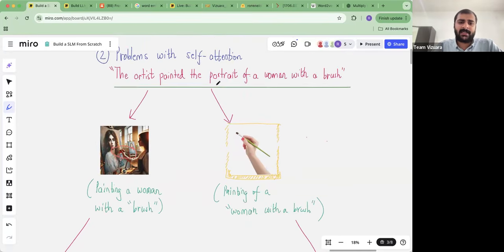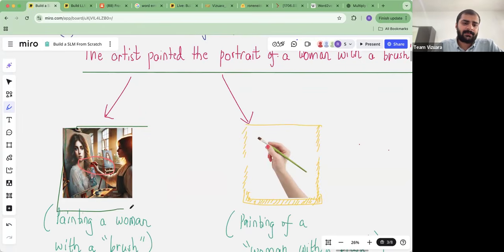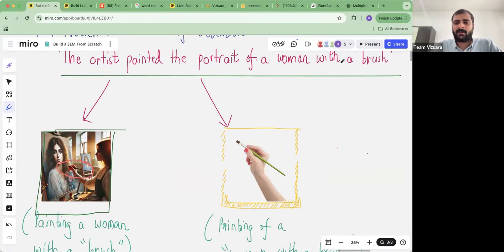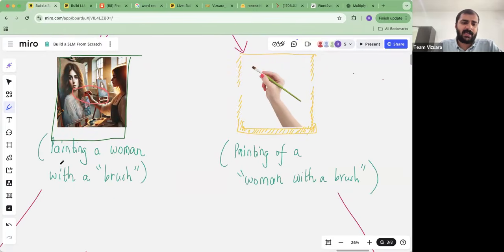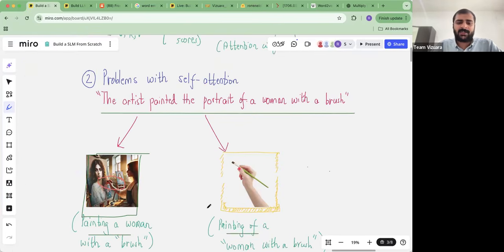For example, take a look at this sentence: The artist painted the portrait of a woman with a brush. This can be interpreted in two ways. The first means the artist is the one doing the painting with a brush. Or the second: the artist painted the portrait of a woman who has a brush. So the first is painting with a brush, and the second is a painting of a woman with a brush. Different perspectives, right? If you just have a single head, you cannot capture all of these perspectives. And that's why we have the multi-head attention mechanism.